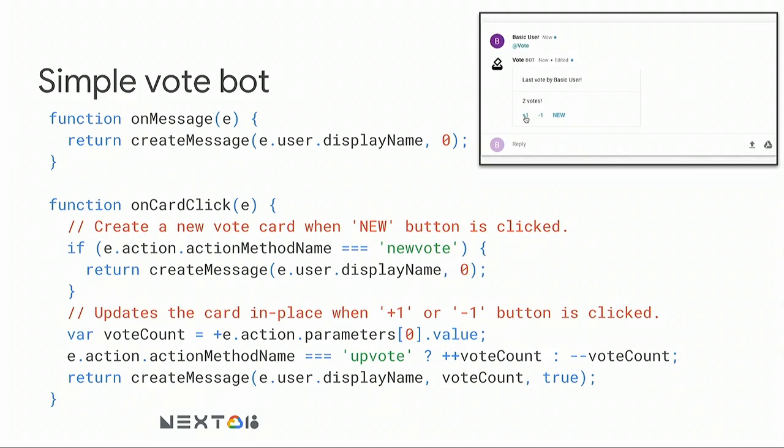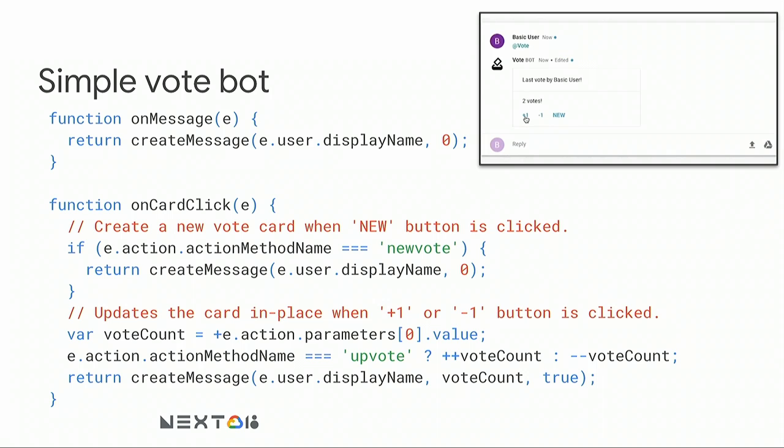Let's look at something much more simple, like asking your coworkers who wants to go to lunch today. This is a vote bot, where people can click to set up a new vote, or click +1 or -1 for whether they want to go to lunch. In the code, if they click new vote, it creates a brand new vote card. Notice there's a card there, so it uses the same technology as the Gmail add-ons we just saw. Depending on whether they clicked upvote or downvote, you can see ++ and --, and then it renders that message.